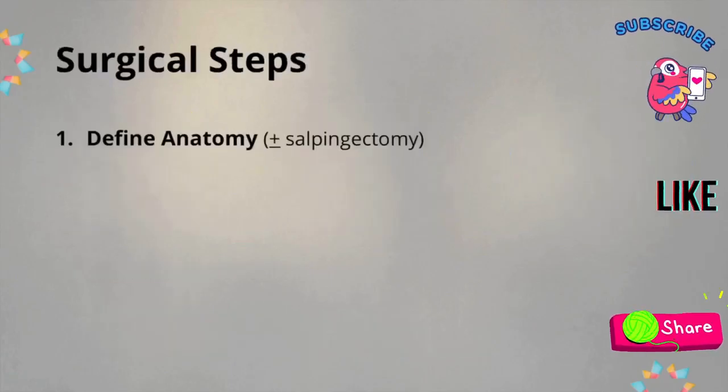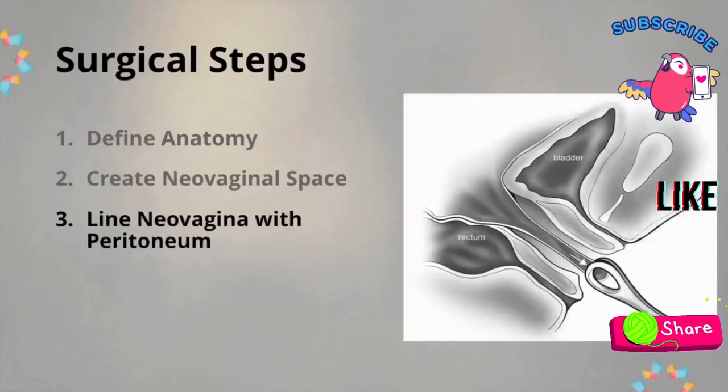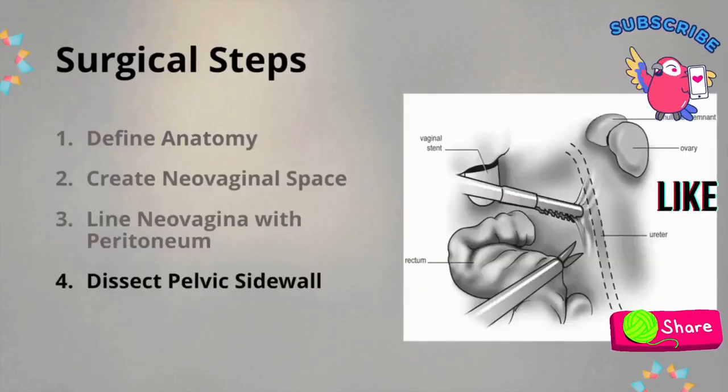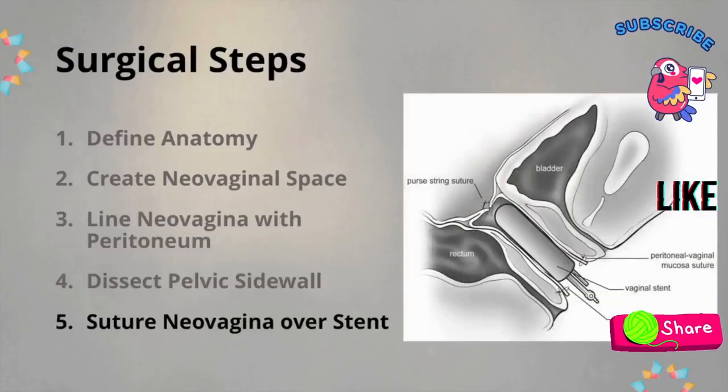Surgical steps include first defining the anatomy, and if fallopian tubes are present, salpingectomy is recommended for ovarian cancer risk reduction. Second, create the neovaginal space. Third, line the neovagina with peritoneum. Fourth, dissect the pelvic sidewall structures off the peritoneum. And finally, suture the neovagina over the stent.